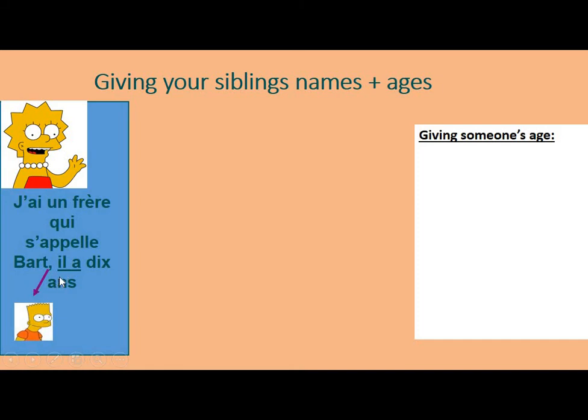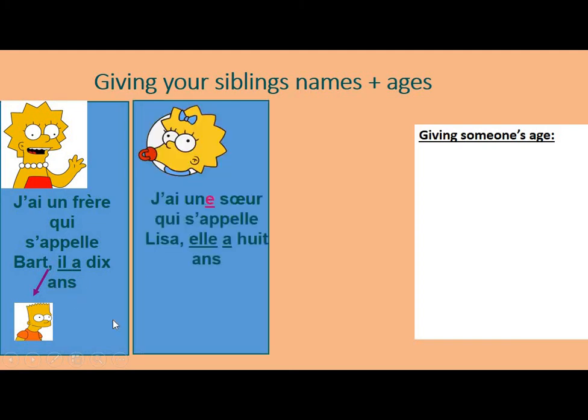Now this is a bit of a strange way of saying your age. You might remember this from when we were actually in school doing the age in class. Il is he. A actually means has. So they're technically saying, right, Bart, he has 10 years. Why? It's because they use the verb to have when they talk about age. They don't say he is 10 years old, it's he has 10 years. Strange, but we have to get used to it. Il a 10 ans.